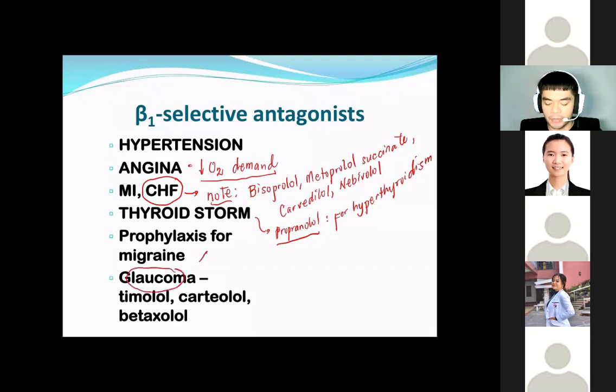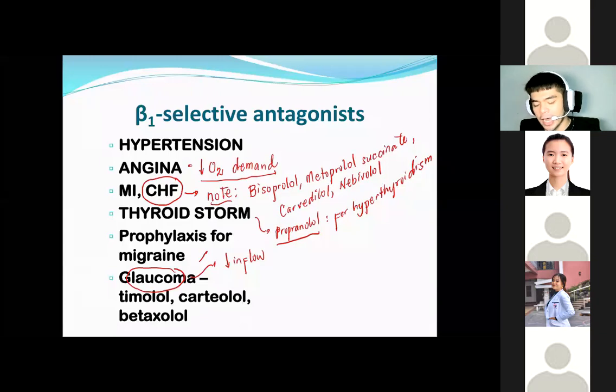And ginagamit din sila for glaucoma. Now, the reason why they can be used for glaucoma is because they lower inflow of aqueous humor. So they inhibit synthesis of aqueous humor. But for the beta blockers that can be used for glaucoma, selected lang ang gagamitin natin. That is timolol, carteolol, and betaxolol. Others should not be used. Lalong-lalo na yung mga may local anesthesia effects sa mata, di ba? They can cause corneal injury. So these are the clinical uses.